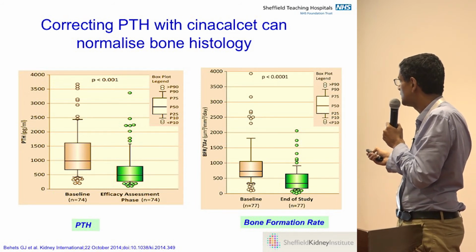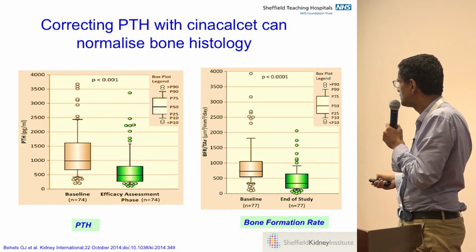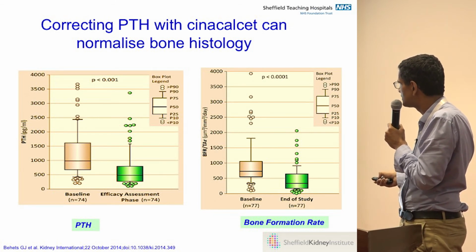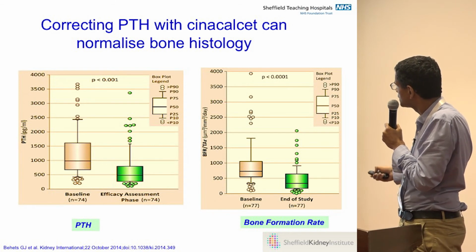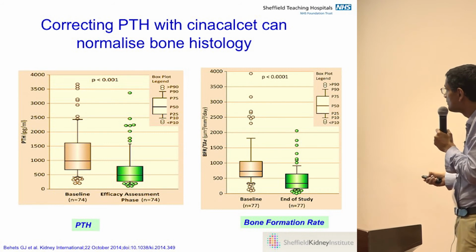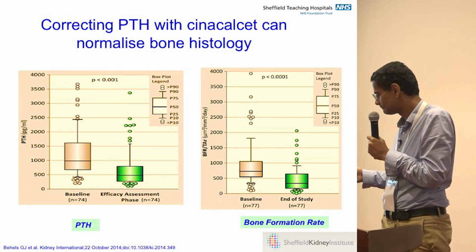So this is a study from Belgium, I think, the Bonafide study, which gave cinacalcet to people with CKD who also got bone biopsies at the beginning of the year and at the end of the year. Cinacalcet improves your PTH, unsurprisingly, but it actually, in quite a few patients, completely normalised bone histology.